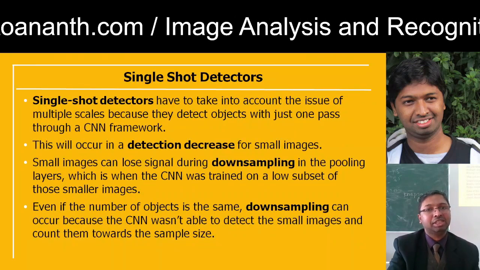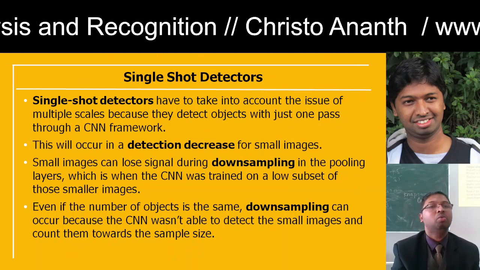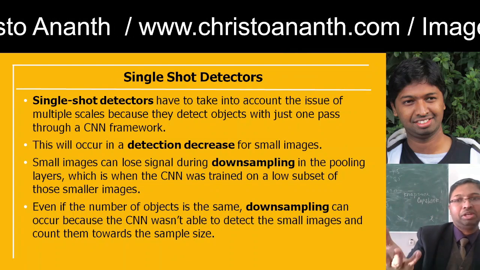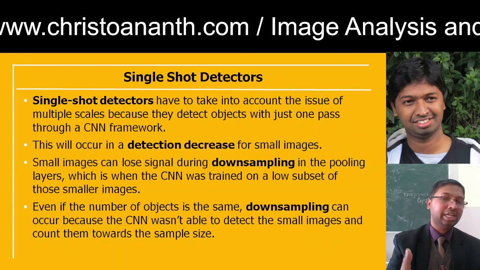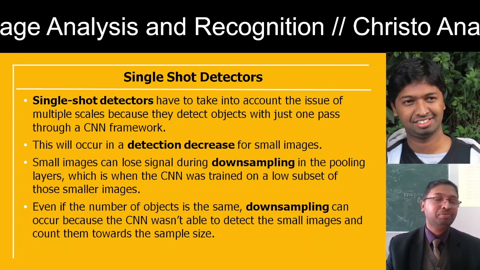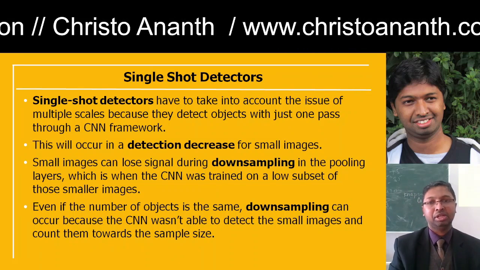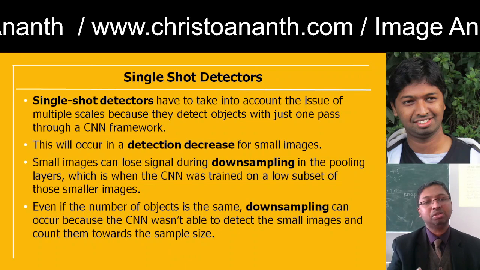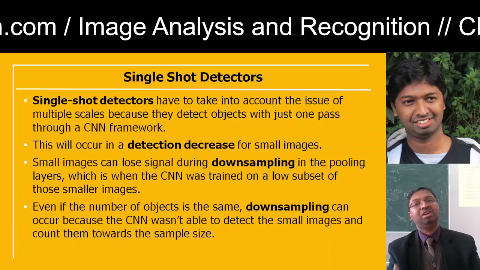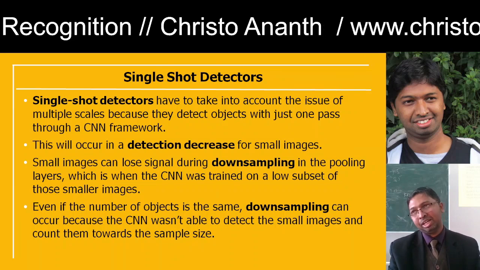And then you'll have single shot detectors also, so that you can use it for multiple scales. You can detect objects just by one pass through the convolutional neural network. Smaller images can definitely lose signal if you are downsampling the image. For those cases, you can use a convolutional neural network to train that particular network. Even if the number of objects is the same, when downsampling occurs, the convolutional neural network may not be able to identify the small images and the sample size associated, so it will be difficult.